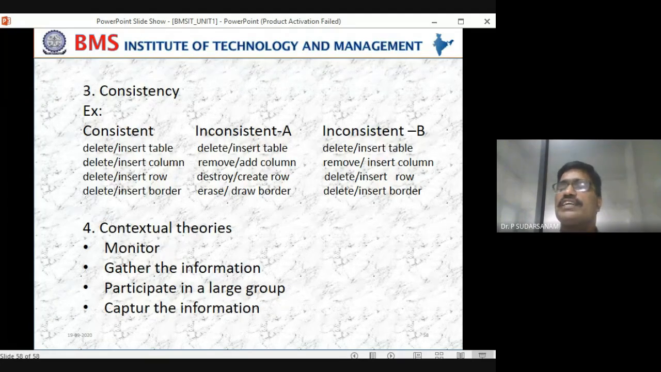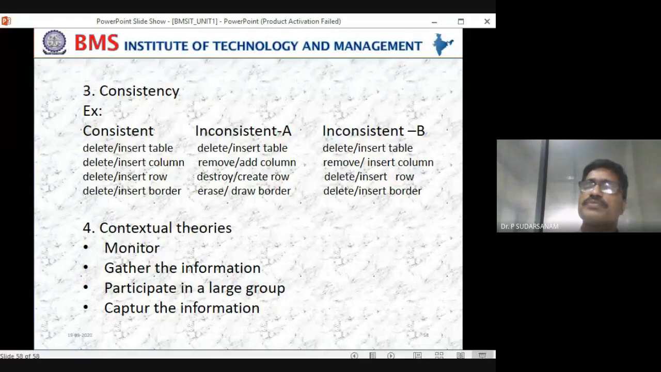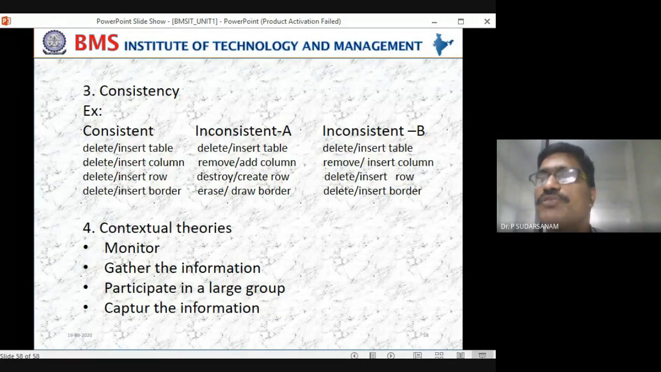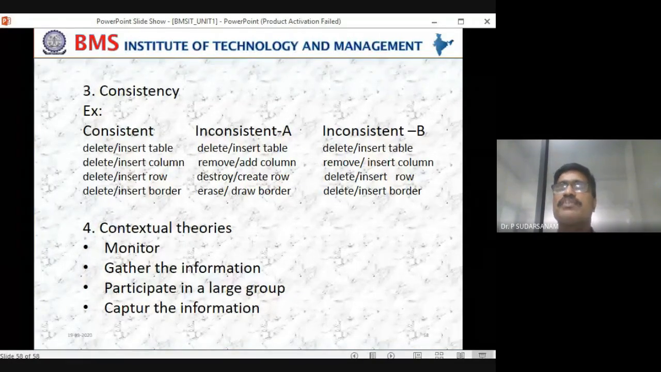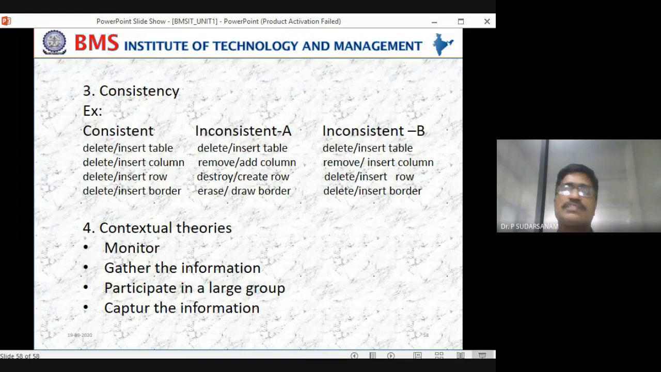For example, if you are taking a college, the way of developing the information is different. Suppose you are developing an automobile website, there it is different. You will be showing visuals for cars or two-wheelers, whatever you want to develop. According to that, you have to collect the information. That is what collecting the information means. Next is participating in a large group, which is nothing but selecting, either by sending messages or by casting a vote.